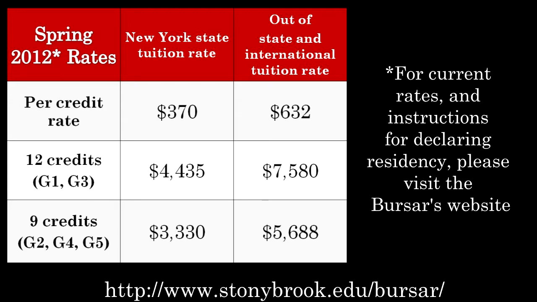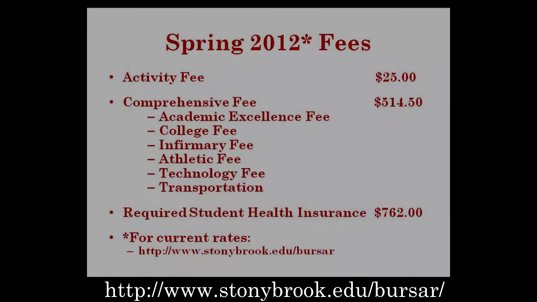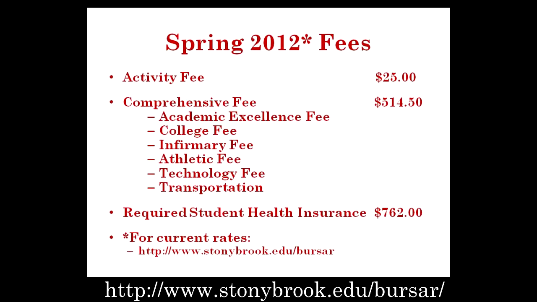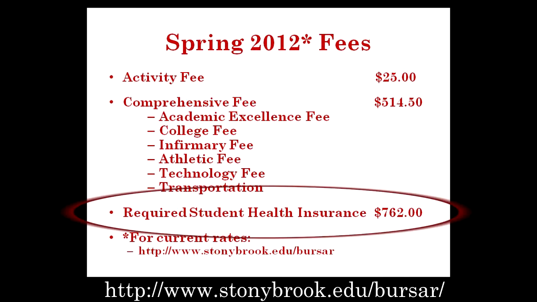Current rates can be found at the Bursar's website at the link on the bottom of the screen. You will notice 4 possible tuition rates depending on 2 things: whether you are a New York State resident or not, and what your G level is. In addition to your tuition, you will need to pay a comprehensive fee that includes all of the fees listed here. The only fee that we will discuss later is the required student health insurance. Depending on your employment status, you may be eligible to waive this fee if you have health insurance from another source, such as a spouse or employer. More on this in Podcast 3.